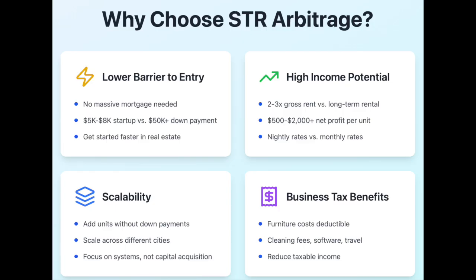And lastly, they touch on potential business tax deductions. Because you're running a proper business, the source notes that things like the furniture cost, cleaning fees, software you use, specific STR insurance, maybe even travel costs if you're managing units elsewhere, can potentially be claimed as business expenses, which could reduce your taxable income.